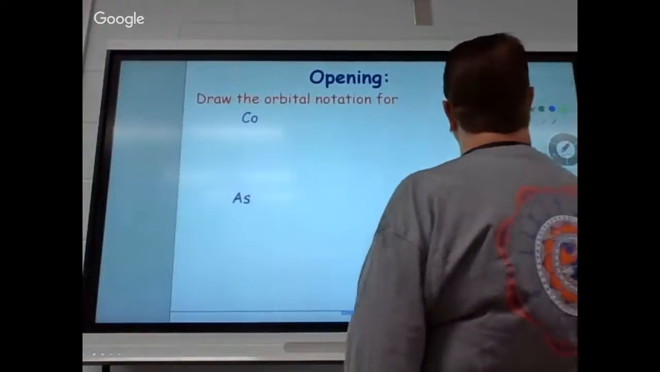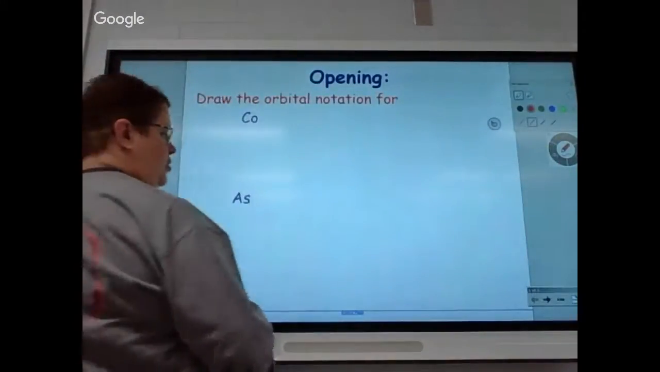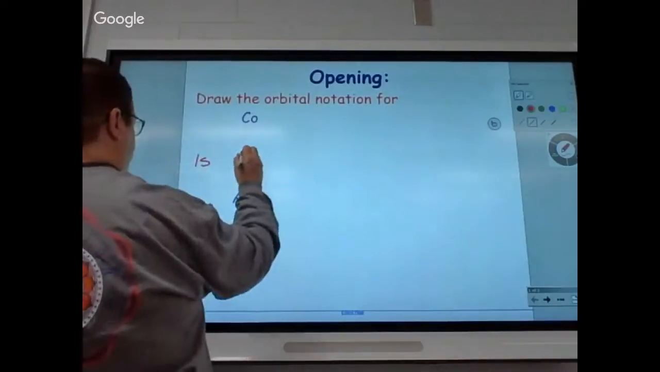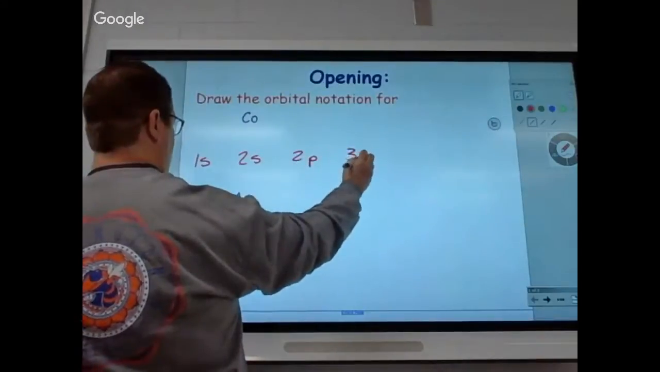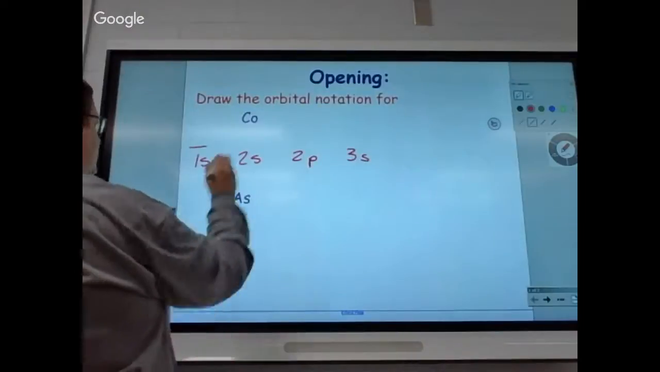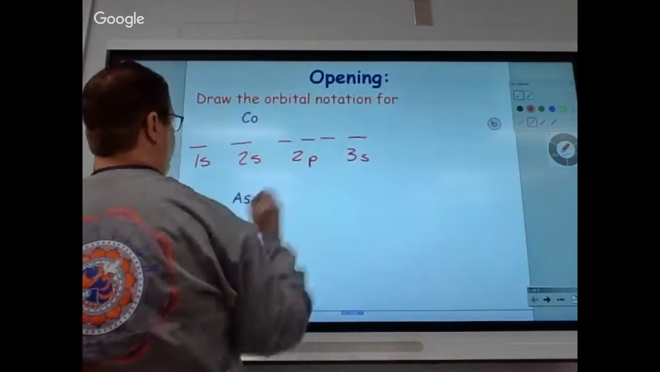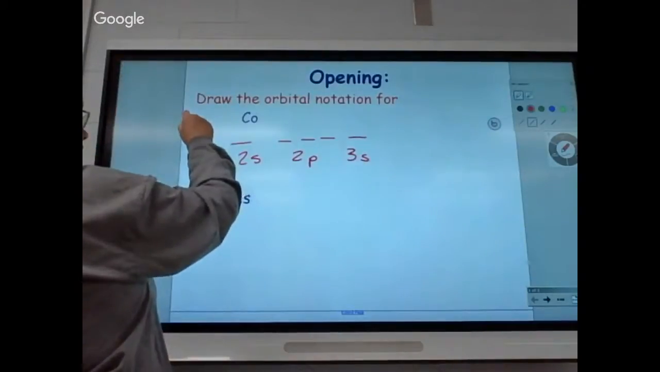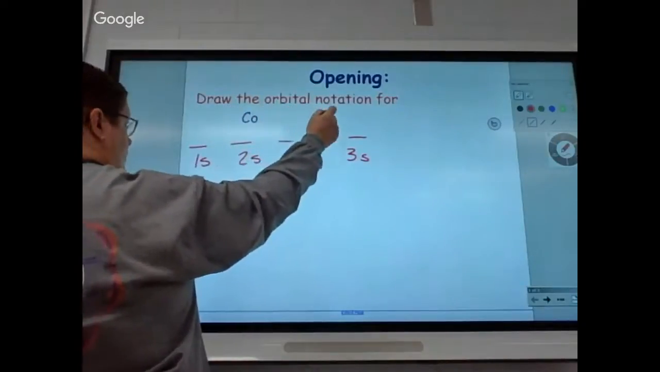So cobalt. How many electrons are we working with? 27. What's the first thing in the chart when you read it? 1s. Next, 2s. Next, 2p. Next, 3s. So how many lines can we put above 1s? 1. Above 2s? 1. 2p? 3. And 3s? 1. So if we stop and count to see how many we have so far, we have how many electrons here? 2, 4, 6, 8, 10, 12.